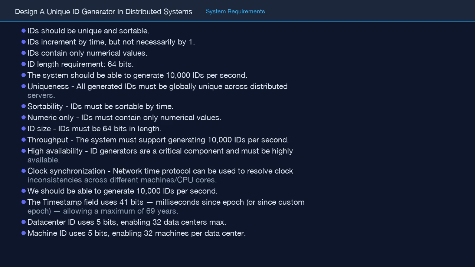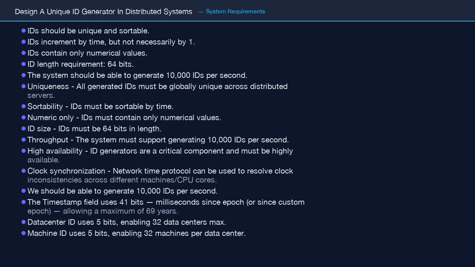Finally, let's look at how the 64-bit ID is actually structured to meet those requirements. To hit 10,000 IDs per second, we need enough bits dedicated to sequence numbers and enough timestamp resolution. The timestamp field uses 41 bits, representing milliseconds since a chosen epoch, either the Unix epoch or a custom one. 41 bits of milliseconds gives us a maximum lifespan of roughly 69 years before the timestamp overflows.